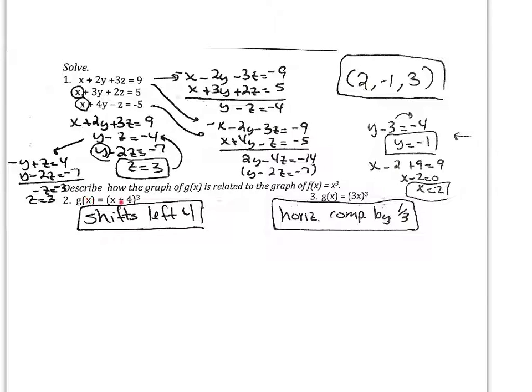Them are opposite of what you think inside, so it goes left 4. This one, because the 3 is inside, it's a horizontal stretch or compress. And because it's bigger than 1, it's a horizontal compress by the reciprocal, which is 1/3.